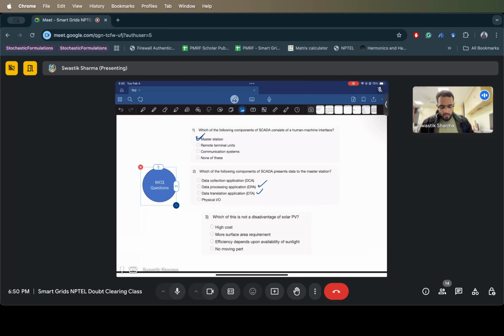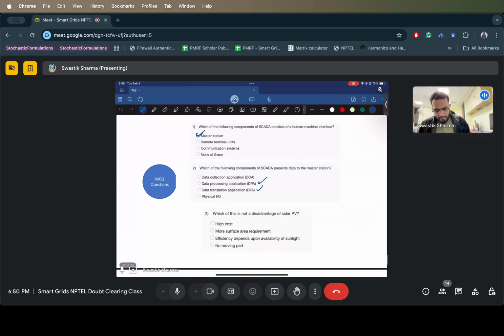Okay, so the central contact would always be your processing application. So the data processing application.